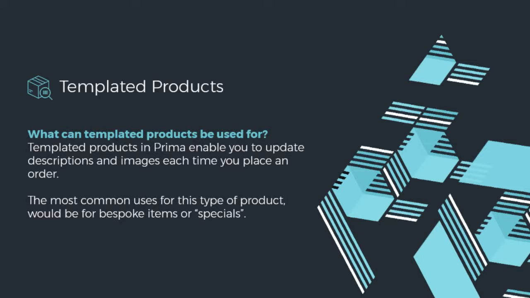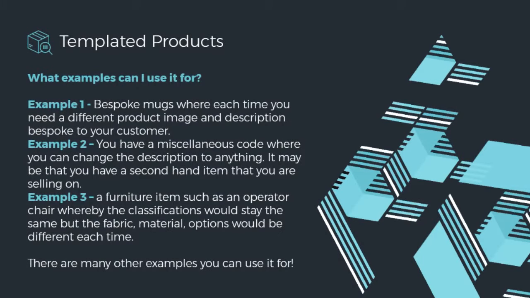Okay, so some examples of it, just to give you an idea and a flavour of what you can do with it. Example one would be the bespoke mugs. Each time you can upload your own product image. As an example, the Prima mugs that we give out at our conferences have our logo on there. Maybe you've done some design work in Photoshop or whatever it is you use. You can then upload it to Prima, put it against your products, and then display that on a sales quote or sales order to your customer.